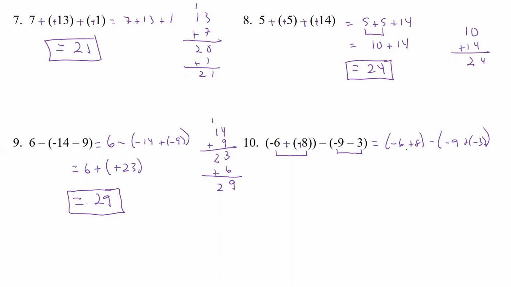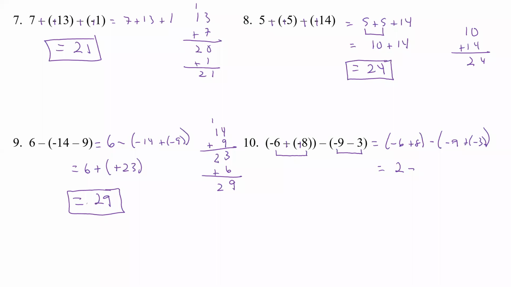And now we can simplify inside of parentheses. So here we have a minus 6 plus 8. Well, that really is just taking 8 minus 6. And so that's 2. And again, you can write on top of each other, but I'm just going to kind of do it in my head this time.